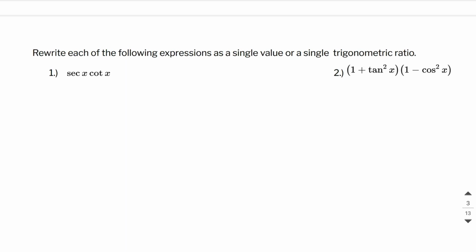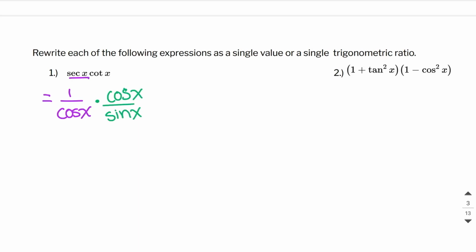Okay, so right here, we know that we have secant of x over cotangent of x, but we also know that secant right here is 1 over cosine of x. And we're multiplying that by cotangent of x. And we know cotangent of x is cosine of x over sine of x.